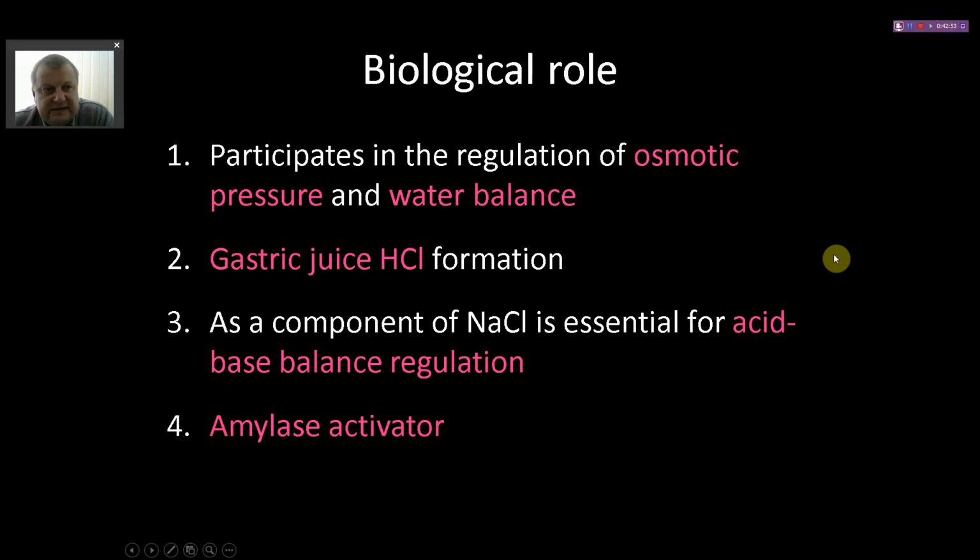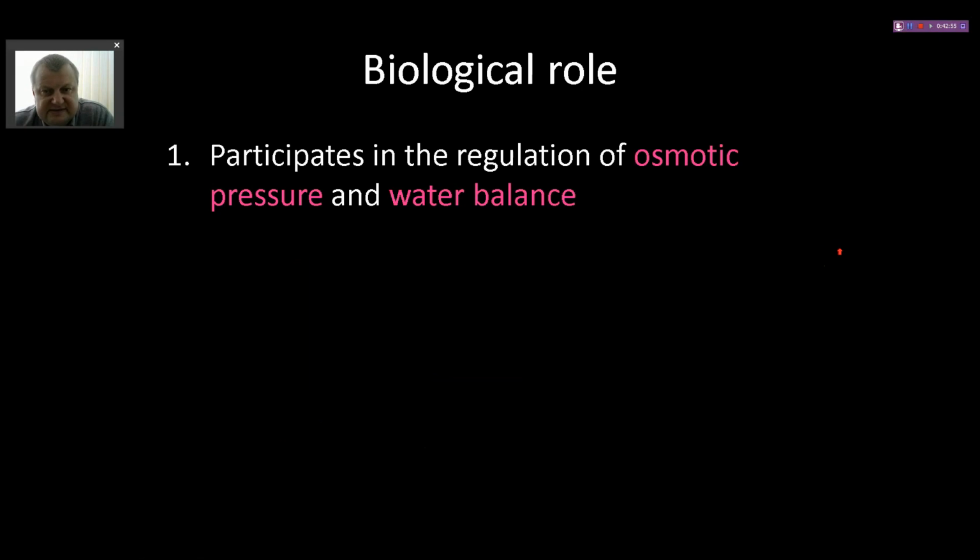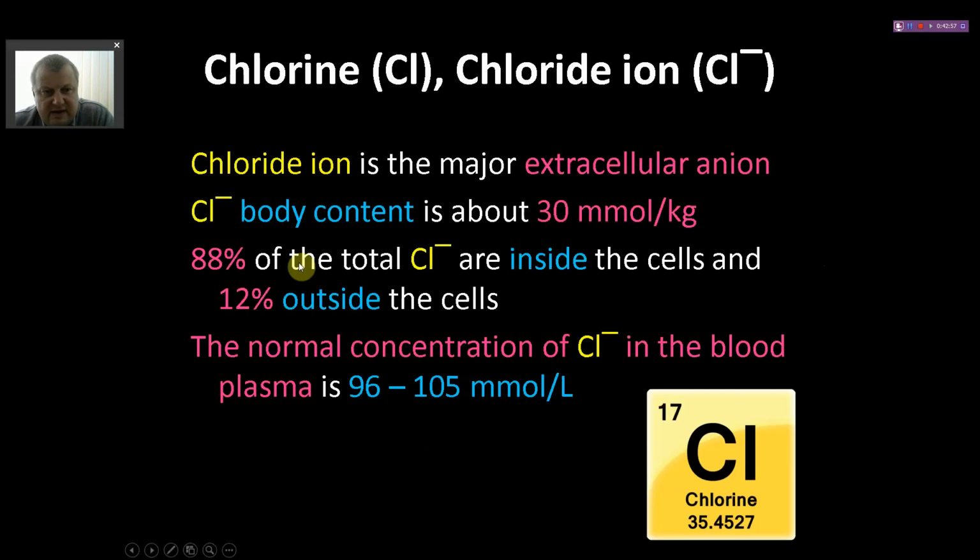Okay, I understand that there was a mistake in the previous slide, and as I said, the chloride is the major extracellular anion, and it means that the main amount, approximately 88% of the total chloride, is outside the cells, and 12% is inside the cells. I'm so sorry, it's a mistake. It should be different.